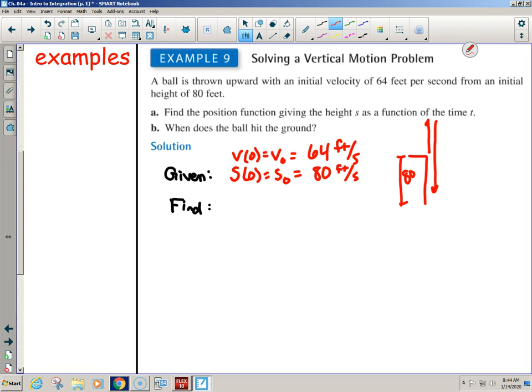Letter A, what are we supposed to find? Position function. So aren't I supposed to find S of t? Right? Yep. And then letter B says find when does the ball hit the ground? 0 for velocity. So A is just the function S of t, and B is when what is 0? Velocity. Or t. No, that's just what you're finding. You're finding time. You're finding when, right?